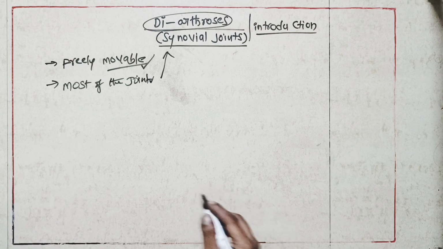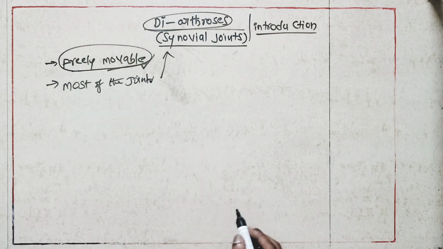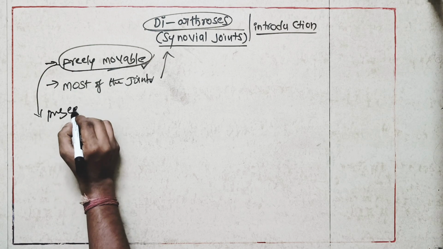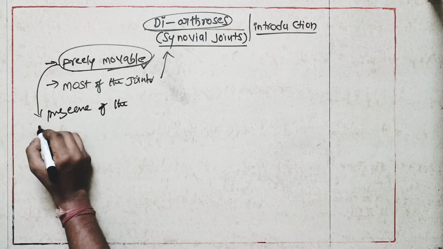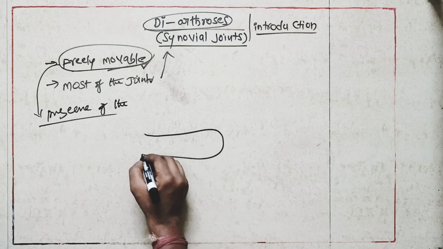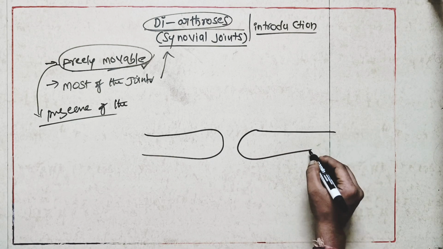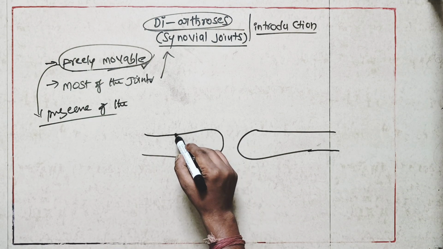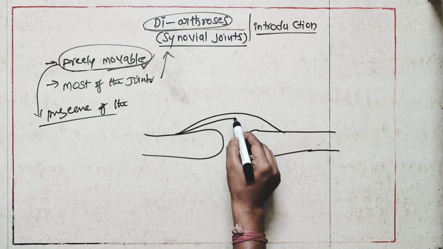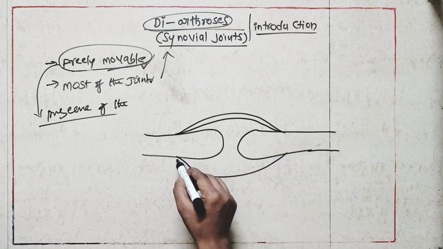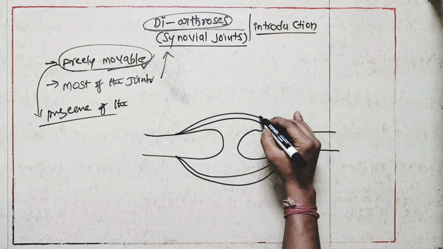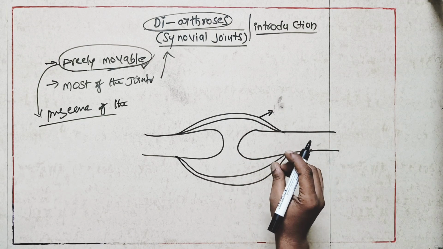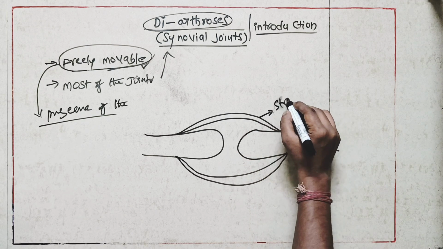So how are these joints freely movable compared to the synarthrosis? Because of the presence of certain structures. Suppose here we have one bone, and here another bone. Why are these only freely movable joints? Here we have two bones. These two bones are covered by the joint capsule. This is our joint capsule. This is the outer layer of the joint capsule, which is nothing but stratum fibrosum.